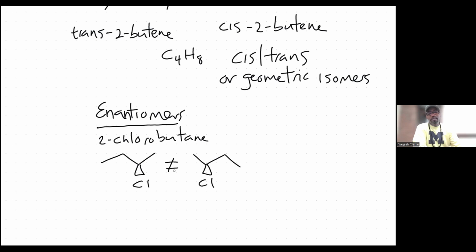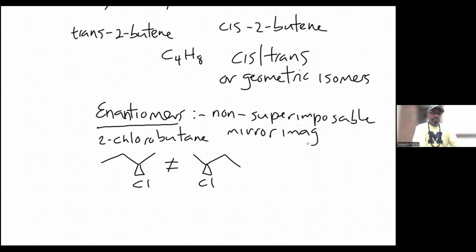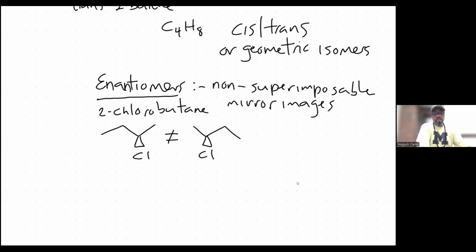So you can't superimpose one on the other. Non-superimposable mirror images. Right. So these are examples of enantiomers: non-superimposable mirror images. So we're going to spend a lot of time with enantiomers actually.